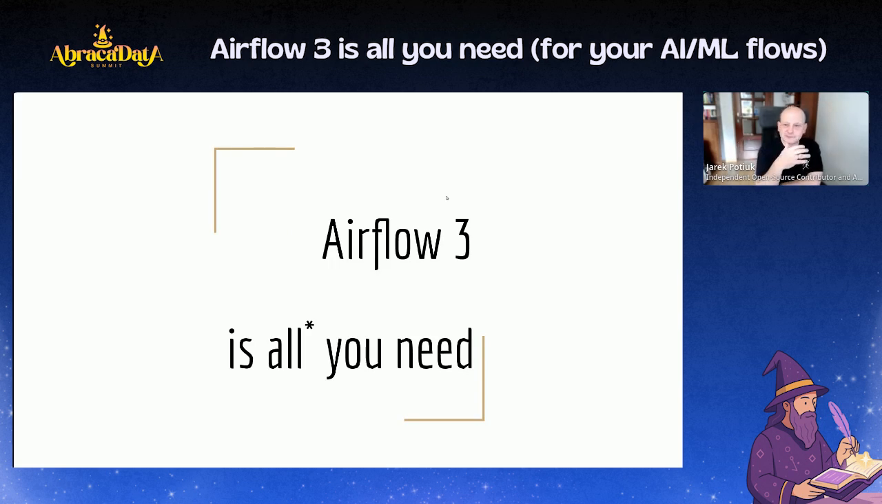For those who know the history of AI and machine learning, the title "Airflow Tree Is All You Need" comes from the very famous paper, and the O is with a star, and I will explain a little bit more why the star is there.